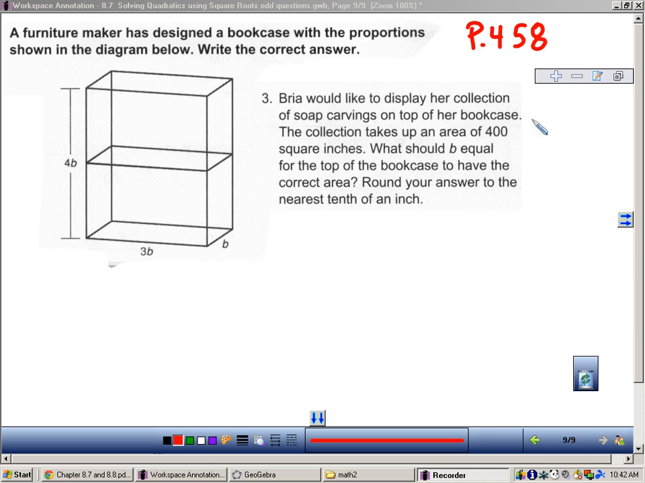We're looking at question number 3 on page 458, section 8.7. Still solving quadratics using square roots. And let's read the question itself.